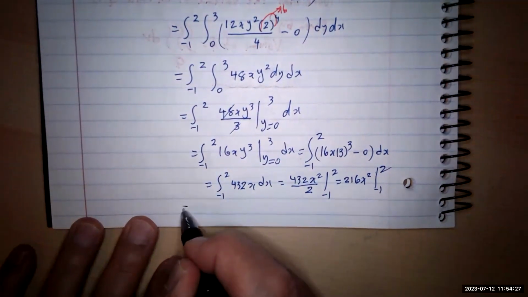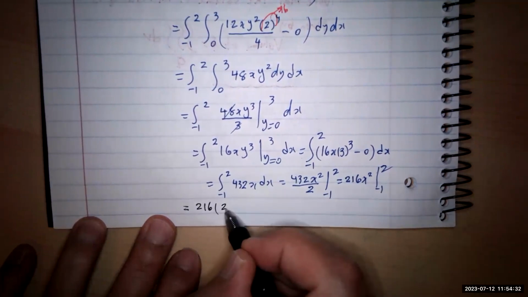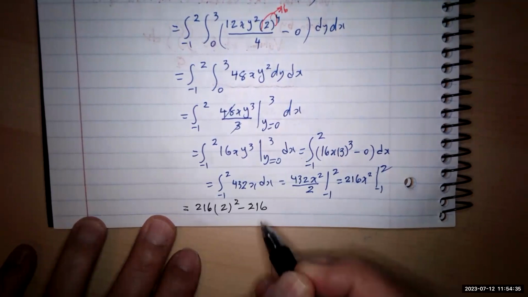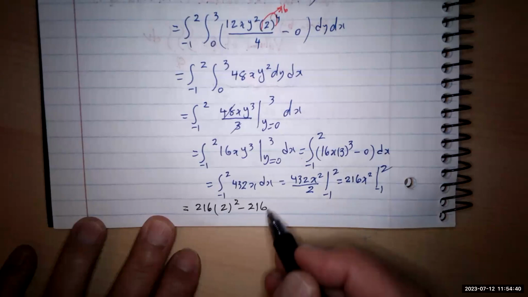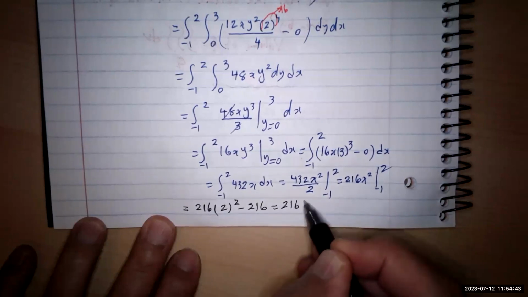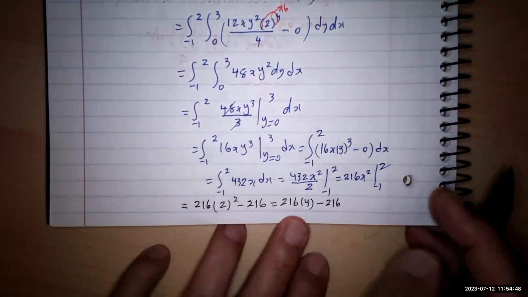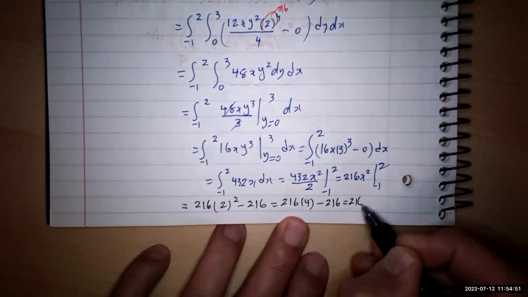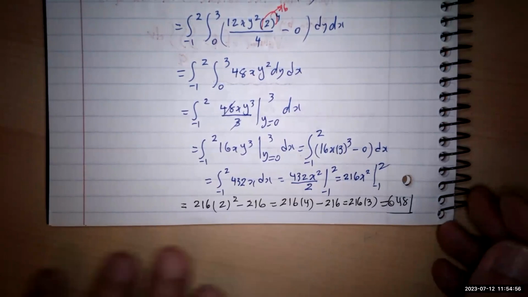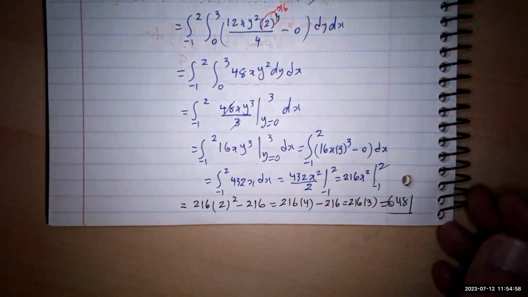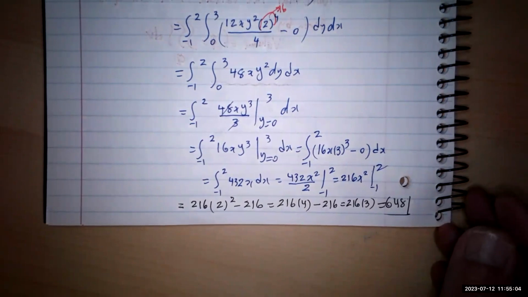Eventually this is going to be 216 times 2 squared minus 216. 2 squared would be 4, so this is 216 times 4 minus 216, which is 216 times 3, or use your calculator right away. So the final answer is 648. That gives you the result of the integration. Again, it's not difficult. It takes time, and you have to be careful when you write it down.